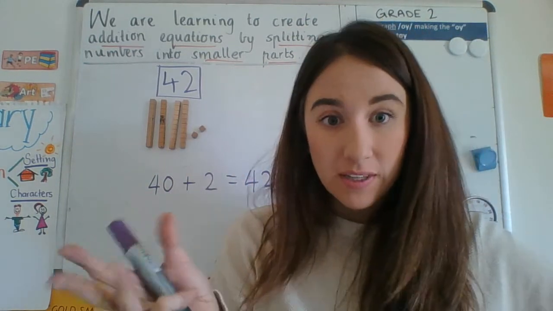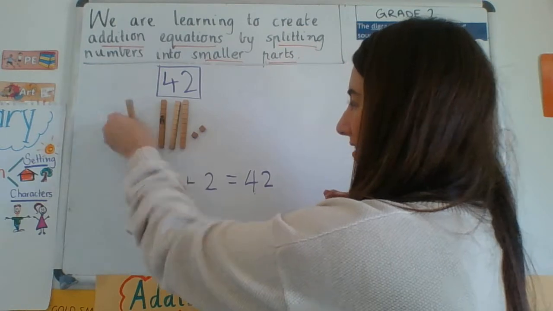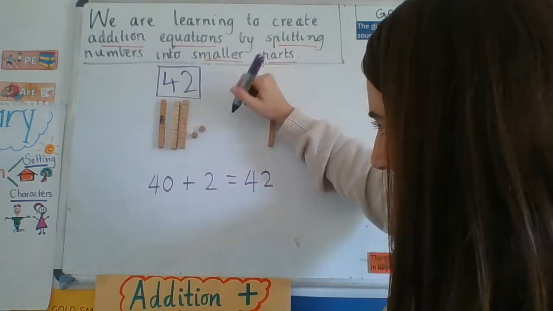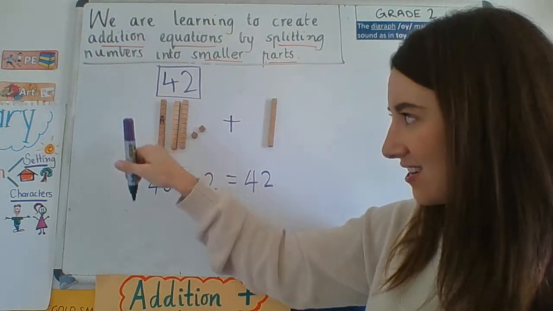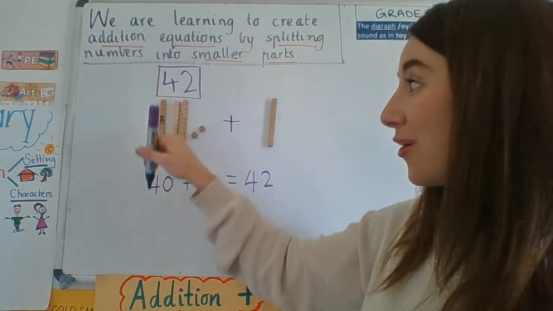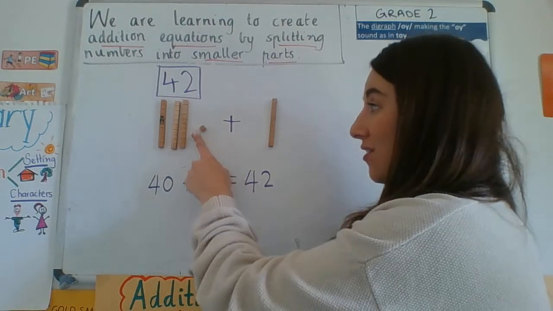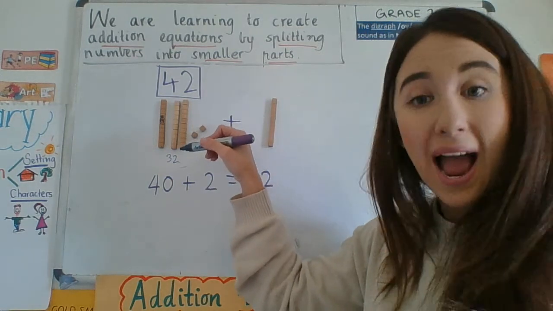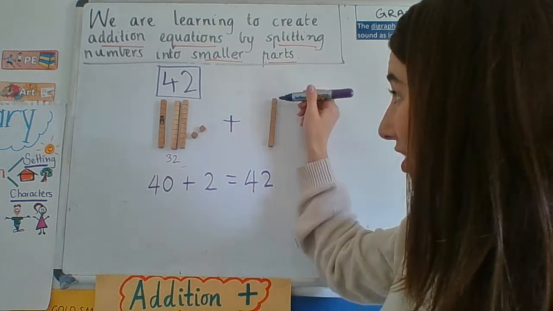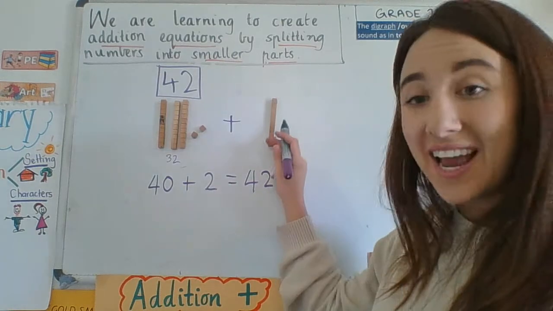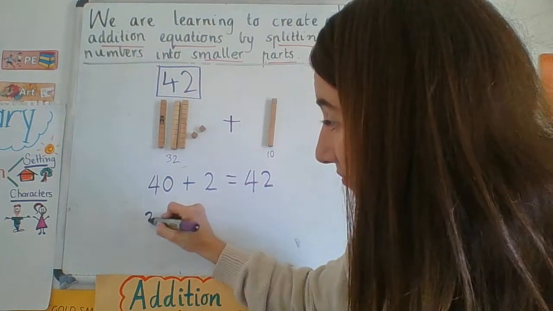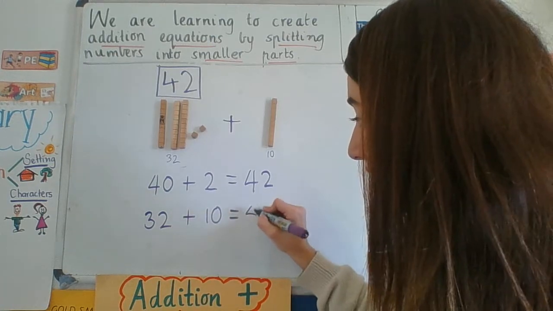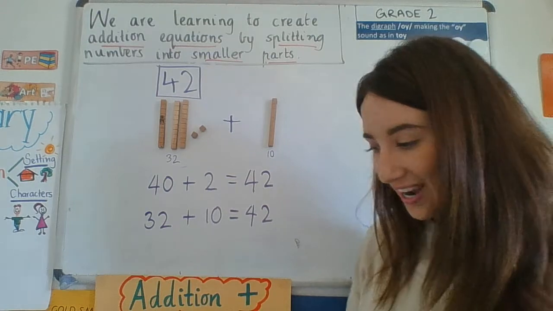What if I remove a 10 and put that over here? Okay, now let's see what we've got. 10, 20, 30, 31, 32. So I've got 32 here, and we know this is worth 10. So 32 and 10 equals 42. Okay?